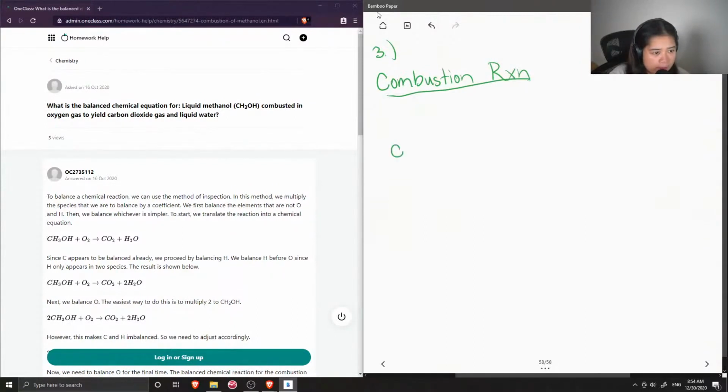So we have methanol, which is a liquid. It was combusted in oxygen gas, so O2 gas. Then my reaction arrow, and this takes place under heat, so I'll put that little triangle on top of the reaction arrow. And our products are CO2 gas and H2O liquid.